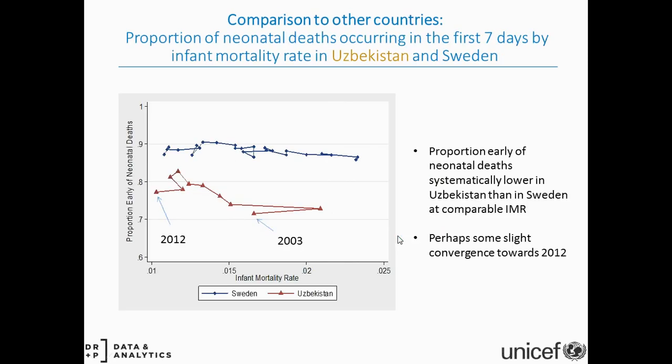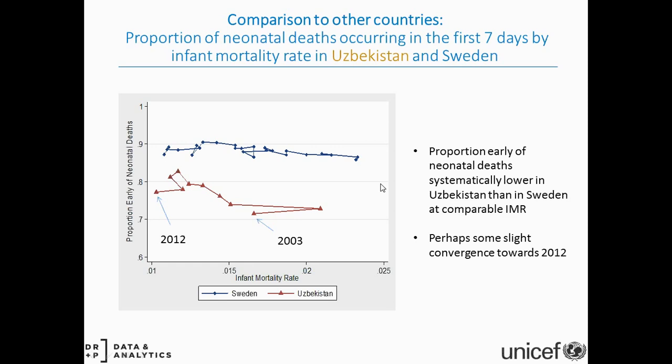So these are comparisons with the data sources available for the country, at the national level. And we can also compare to other countries to a standard age pattern. For example, here we show the chart for Sweden and Uzbekistan for the proportion of early neonatal deaths among the neonatal deaths. So the y-axis shows us the proportion of early neonatal deaths among neonatal deaths, and the x-axis is the infant mortality rate. And the red line is for Uzbekistan, and the dark blue is Sweden.